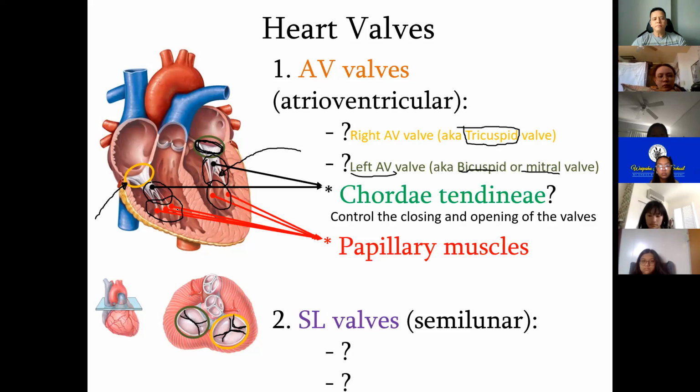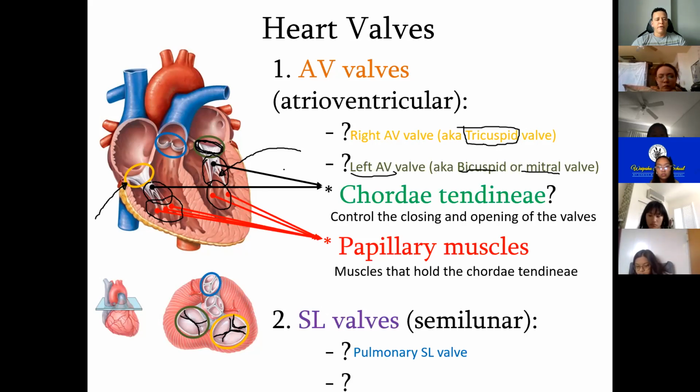All right. Now, the other two heart valves that we have are the semilunar valves. And so we don't have a left SL valve or right SL valve. We have a pulmonary SL valve, and the pulmonary SL valve separates the right ventricle from the pulmonary trunk. And we also have an aortic SL valve, and the aortic SL valve separates the left ventricle from the ascending aorta. Okay.